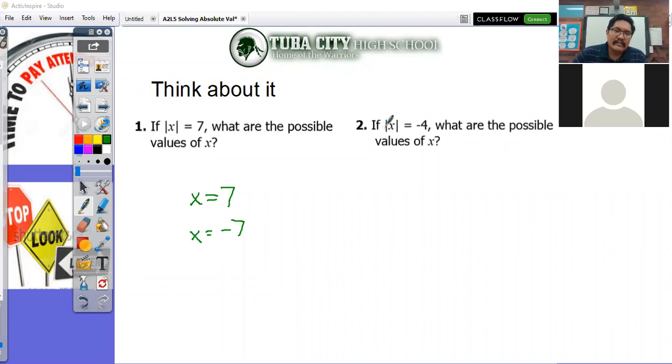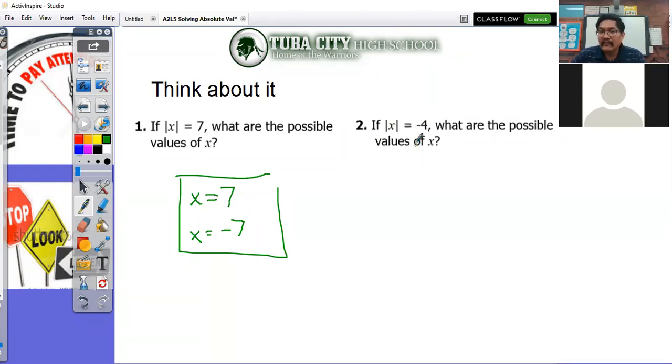Well, okay, let's look at this next one. So there you go, we have 2 possible cases that we can use. How about if the absolute value of x is -4? What could we put in there? Well, we could put 4 in there. Let's try that. The absolute value of 4 is +4, and we get +4 equals -4. So that doesn't work out.